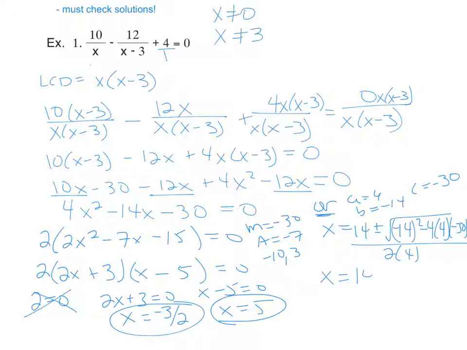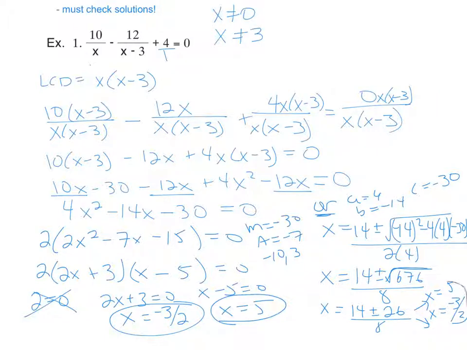I'm going to do a lot of this simplifying for you here because I get the square root of 676 here, all over 8. And then the square root of 676 happens to be 26. And so if I add the 26 and I subtract the 26, I get x equals 5 and x equals negative 3 halves. Okay, both methods are actually good.